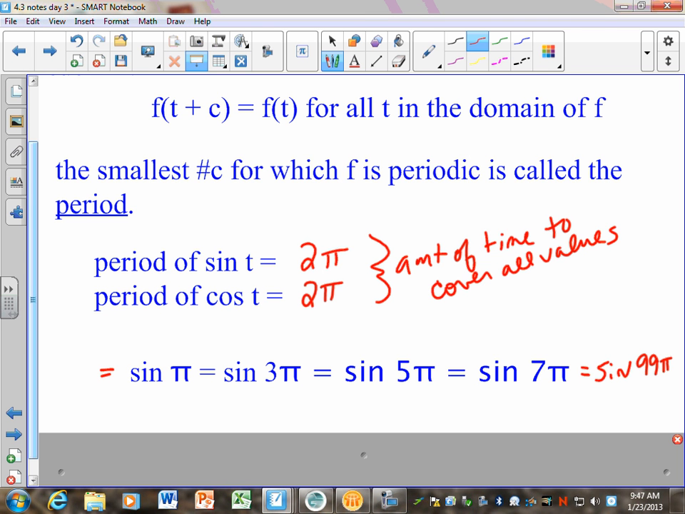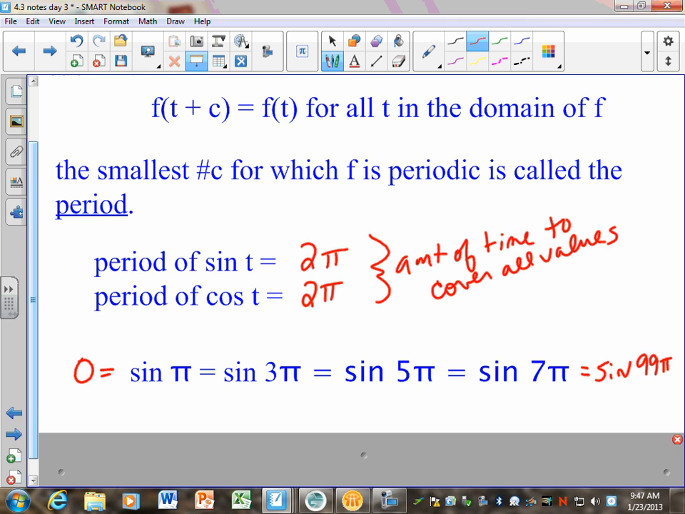Sine is which coordinate? The y. And what is the y coordinate at pi? 0. That's on the x-axis. So all of those are 0. Questions about that? Again, we'll get back to more of the whole period stuff when we get into graphing it, but today that's really all you need to know.